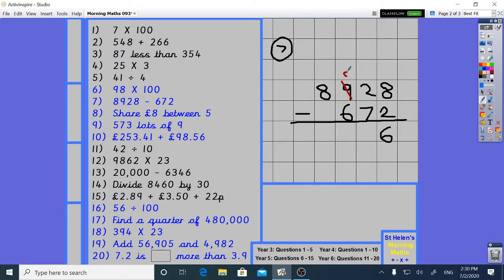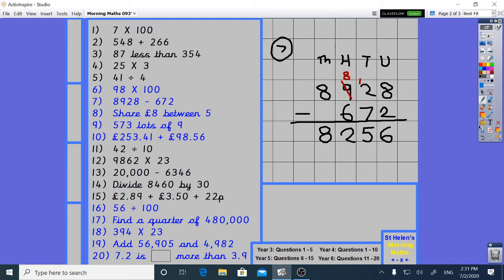Get some help from that 900. Goes down to 800. 12 tens take away 7 tens. 12 take away 7 is 5. 12 tens take away 7 tens is 5 tens, because this is all the tens column. 800 take away 600 is 200, and 8,000's there. So maybe that should have got smaller than that. 8,928 minus 672. Okay, it's still 8,000 and something. 8,256. Because it was quite big in the hundreds column, wasn't it? It had a 9 at the start.